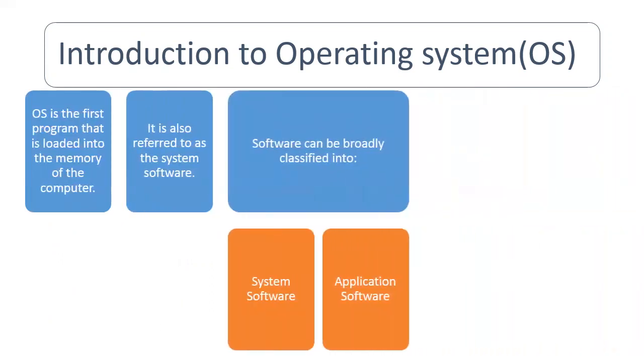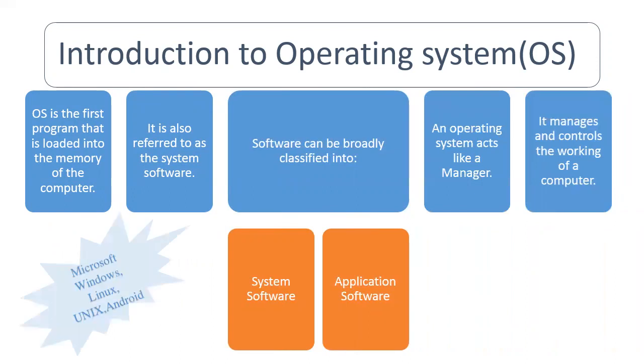Introduction to Operating System. Operating system is the first program that is loaded into the memory of the computer. When the computer is turned on, operating system brings life to it. It is also referred to as the system software. The operating system is the most important program of the computer. It runs the computer system. Every computer must have an operating system to work and run other programs. It acts as interface between the user and the hardware.